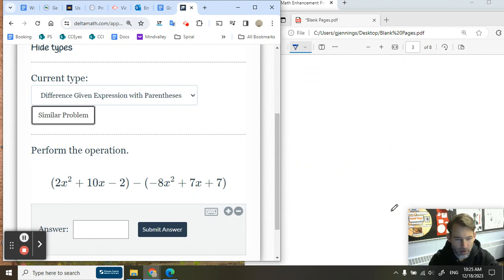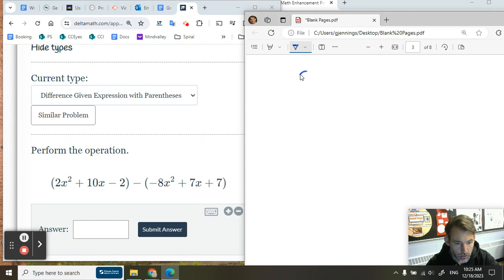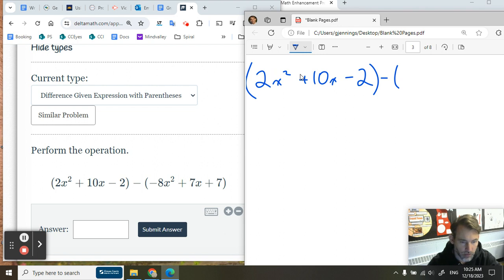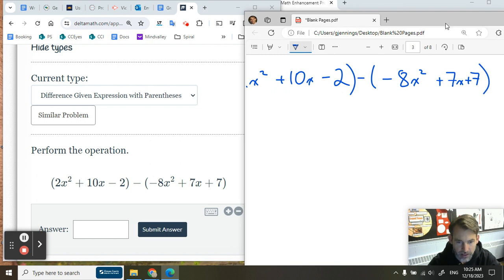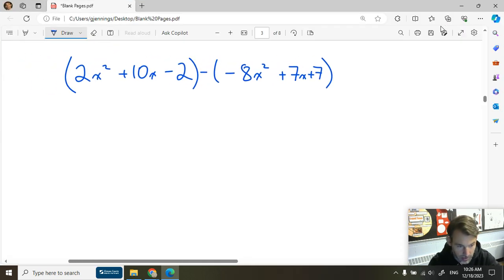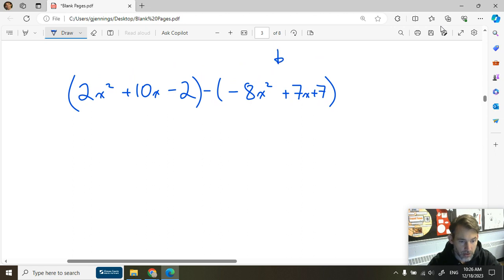All right. So if you have a problem like this, 2x squared plus 10x minus 2 minus, so we have that in brackets, negative 8x squared plus 7x plus 7. Okay, you all know me, and you all know that flicking light switches is one of my favorite things to do in math class. So this is a situation where we have like a negative and two positives inside the brackets, right? There's a negative 8x squared, a positive 7x, and a positive 7.